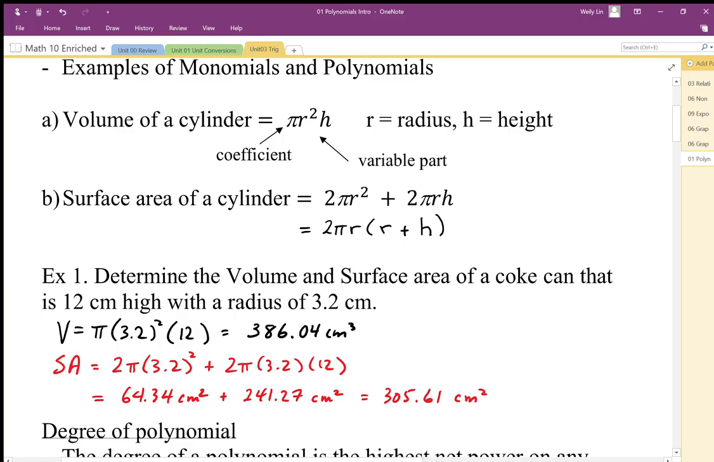So these are polynomial terms. The volume is a monomial term. The surface area is a polynomial term, and these formulas we can use to solve problems.